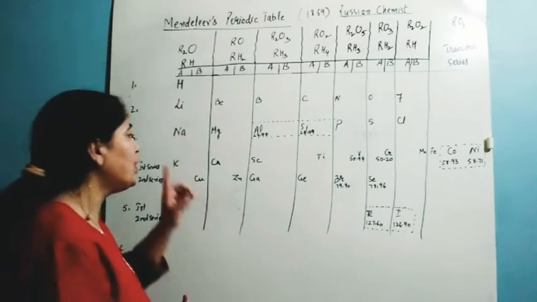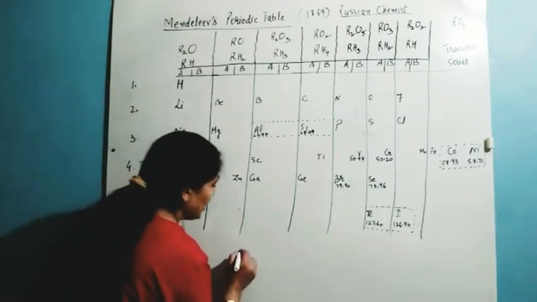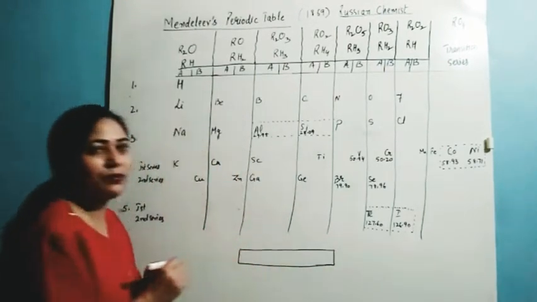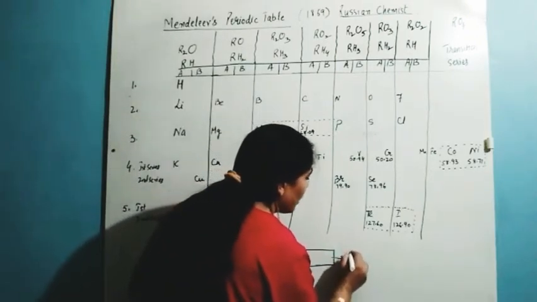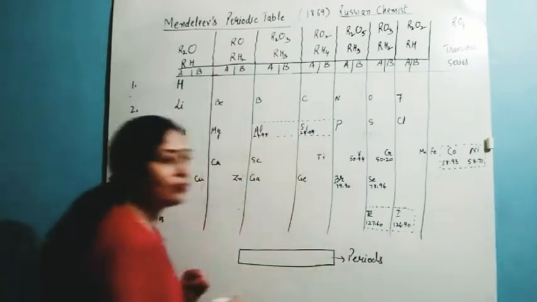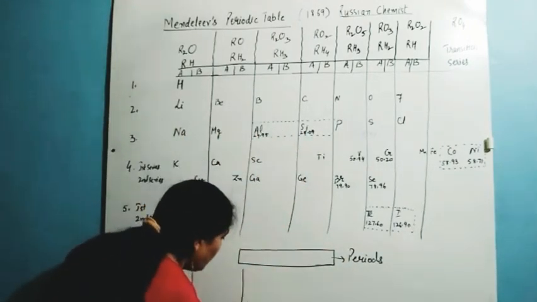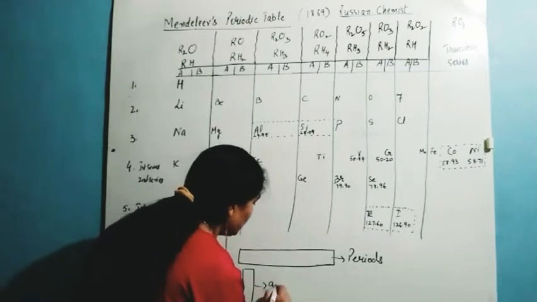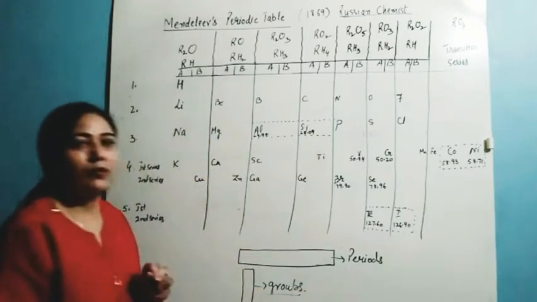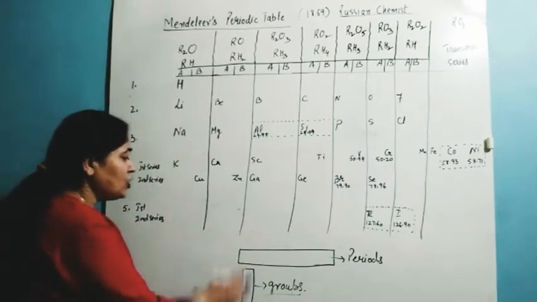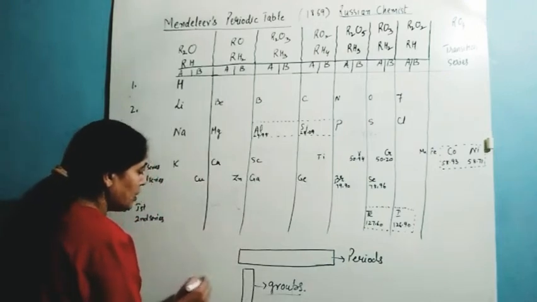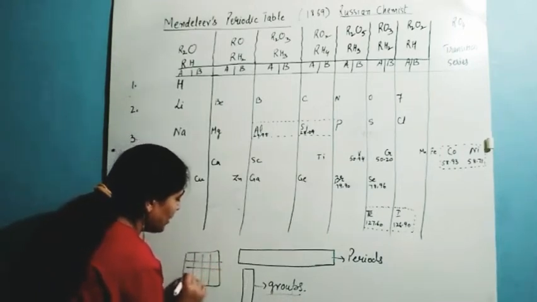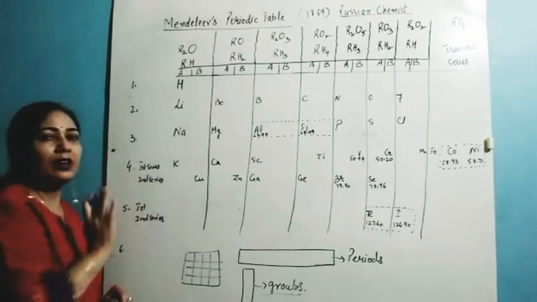There are two important points to be noted in the periodic table. One is, in the periodic table you will see the horizontal rows. These horizontal rows are called periods. And we will see the vertical columns also. These vertical columns are called groups. When we combine these horizontal rows and the vertical groups, we get a grid pattern, and this grid pattern gave rise to the periodic table.